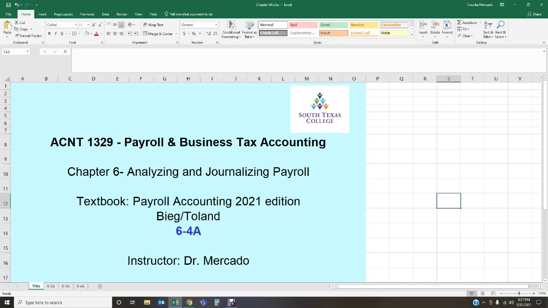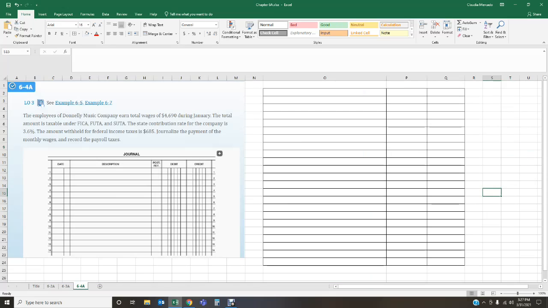We are continuing covering Chapter 6, our last and final chapter for the semester, which deals with analyzing and journalizing payroll. The problem that I'm going to be going over in this particular lecture is problem 6-4A. Make sure that by now you've read the chapter so you can be familiar with the content. Now, this is what problem 6-4A deals with.